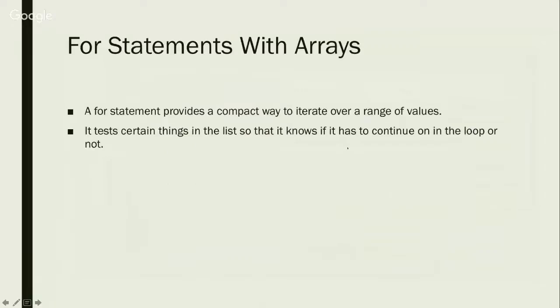For statements with arrays. A for statement is a good way to use an array because it checks things that the user might input against what's in your array. So it provides a compact way to iterate over a range of values. It's not like a huge block of code. It's just a little tiny line that you put the things in that you need, and it tests the certain things in the list. It's basically a loop. It can go on forever, but it usually won't.